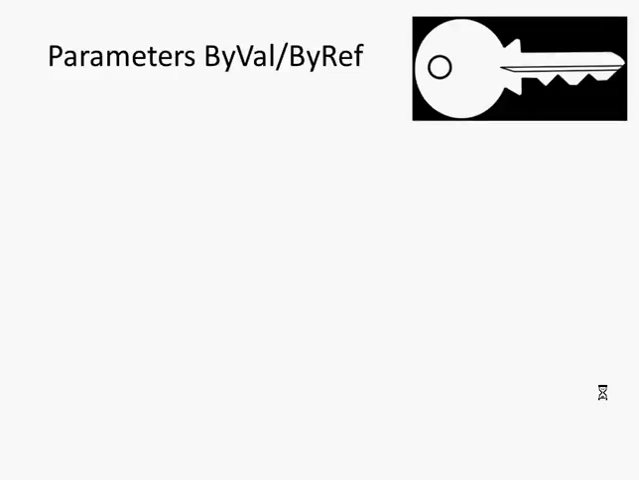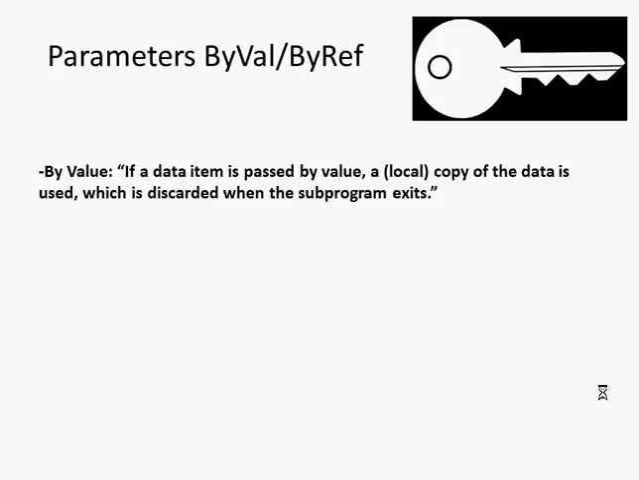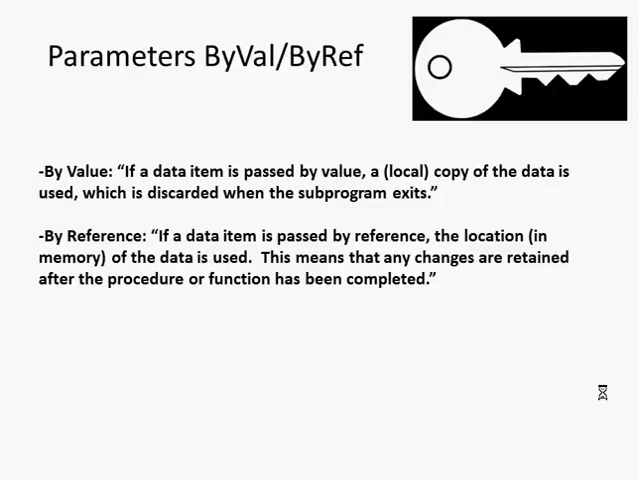We need to know a lot more about by val and by ref. We need to know some definitions here. By value: if a data item is passed by value, a local copy of the data is used, which is discarded when the subprogram exits. Alternatively, by reference: if a data item is passed by reference, the location in memory of the data is used. This means that any changes are retained after the procedure or function has been completed.